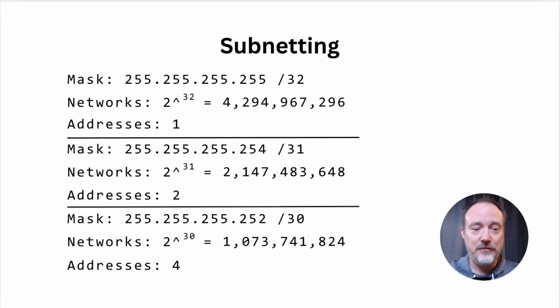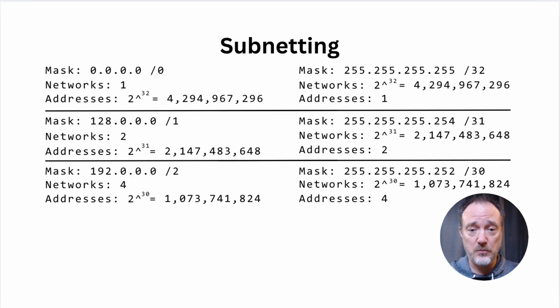So we're looking at the subnet mask length extremes to show that there is an inverse relationship between the number of networks and the number of unique addresses per network. As the number of networks increases, the number of unique addresses per network decreases.